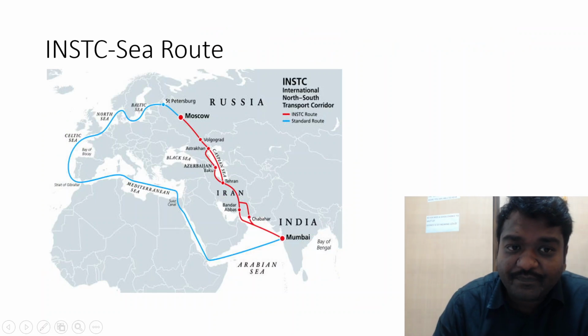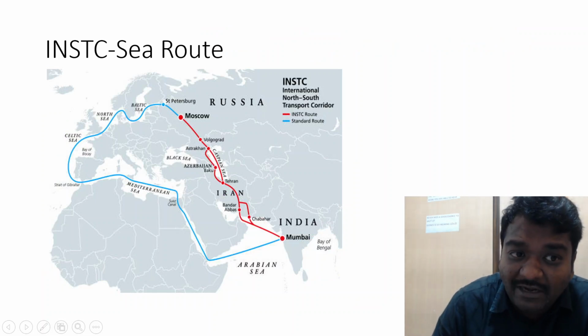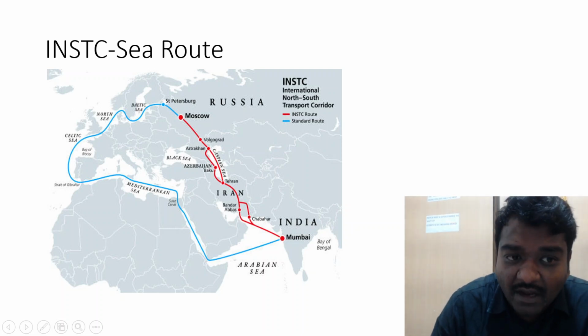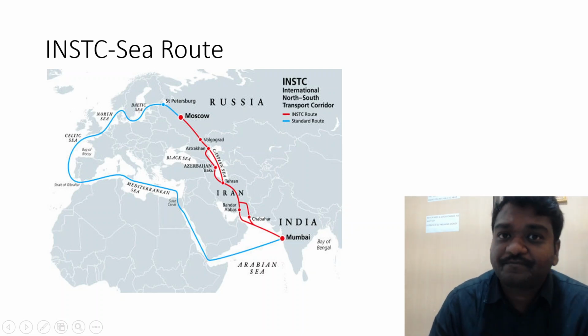Can you all check here? From Russia we go to the Baltic Sea. From the Baltic Sea we go to the North Sea. This is your English Channel. After that we come to the Strait of Gibraltar. After that we come to the Mediterranean Sea.